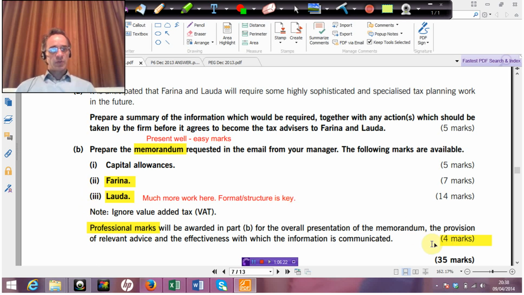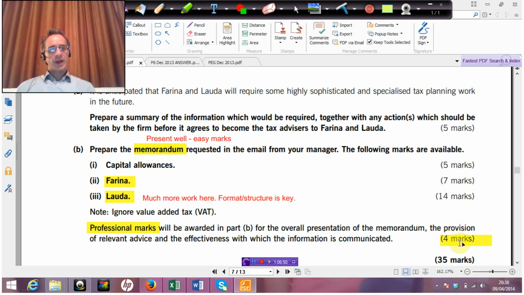Notice the professional marks here for just the clarity or lucidity of your answers. And the key people here of concern were Farina and Lauda. Certainly, if you look at the split of the marks, much more work needed here for Lauda. This was the incorporation relief issue than for Farina. Farina was fairly straightforward, okay? And this area here, this sort of ethics bit, was probably fairly straightforward too, okay?